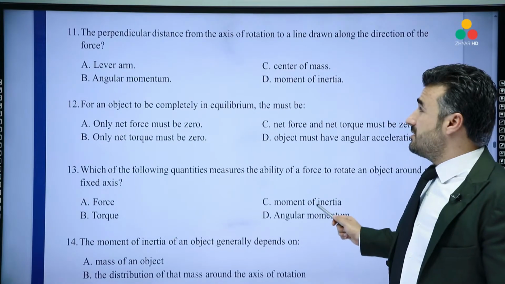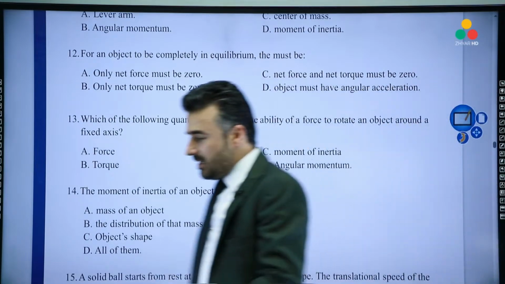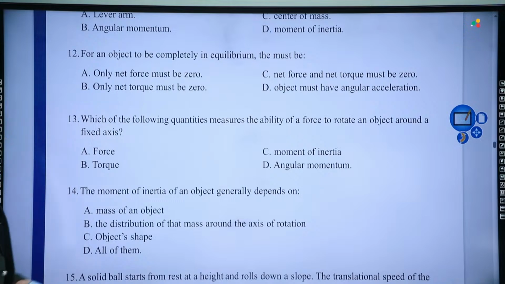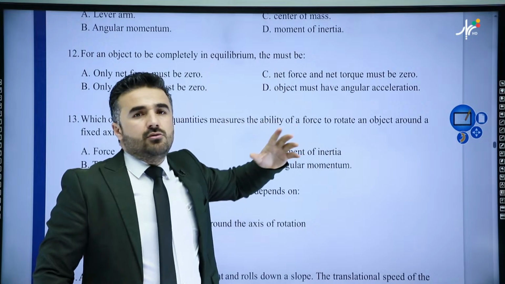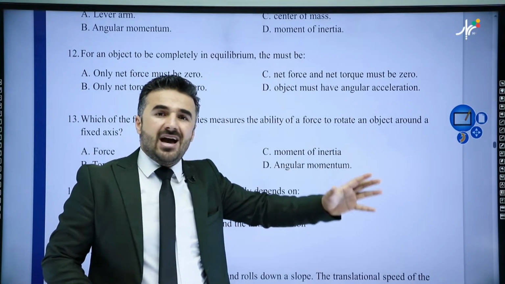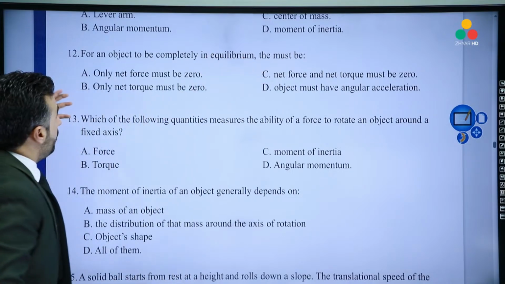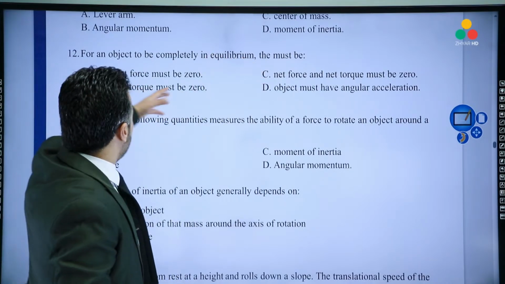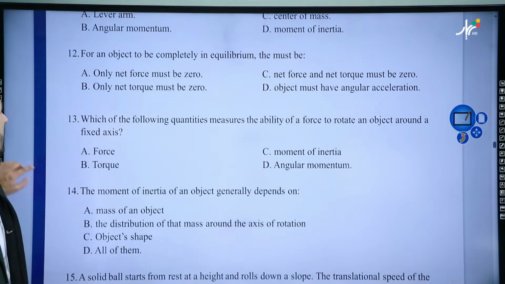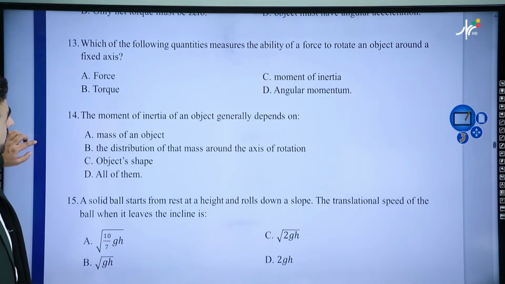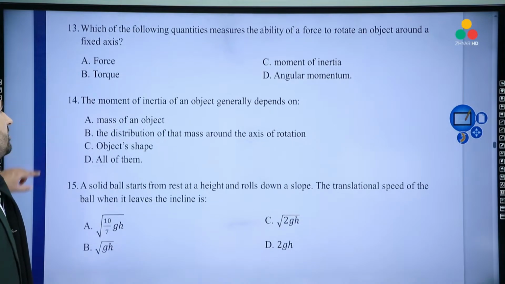The perpendicular distance from the axis of rotation, that is the lever arm. For an object to be completely in equilibrium, I would like to make a pause on this. For an object to be completely in equilibrium, there must be no net force, and also there must be no net torque. If these two are met, then of course we can say the object is in complete equilibrium. So which one? Only net force, only net torque, net force and net torque must be 0. So the correct option here is C. Which of the following quantities measures the ability of a force to rotate an object? That is, of course, the torque.